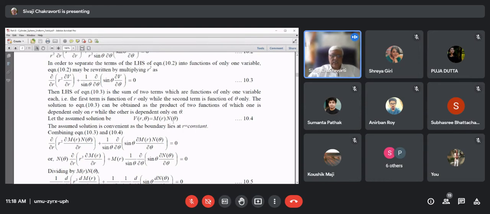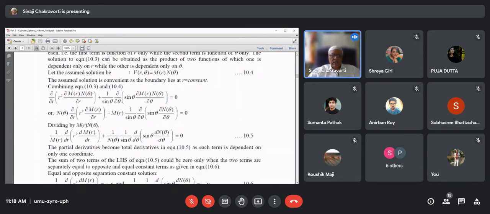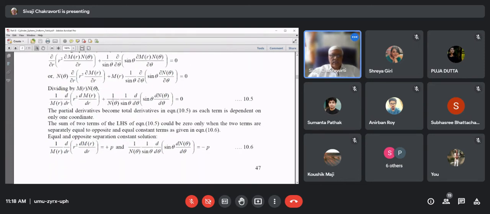And then in the first term, you can see that you cannot take the derivative of the N(theta) term in terms of r. So N(theta) comes out. Similarly, in the second term, you cannot take the derivative of M(r) with respect to theta. So M(r) comes out. And you get this second term here. And here we are going to do again that we are dividing by M(r) N(theta), and we arrive at equation 10.5. Again, you can clearly see that the first term is involving r only, second term is involving theta only.